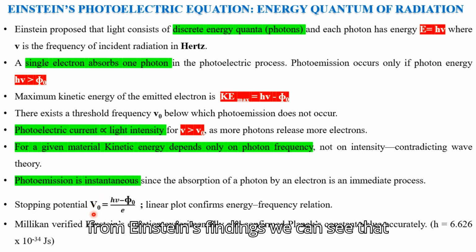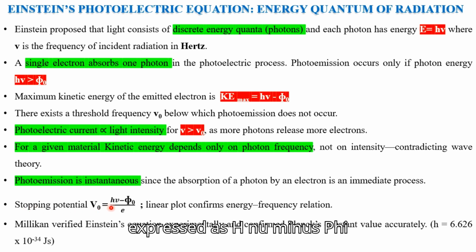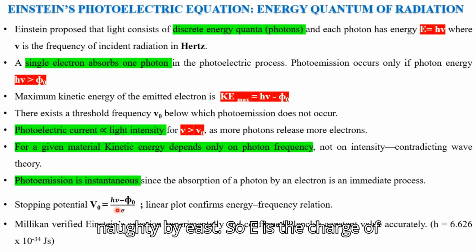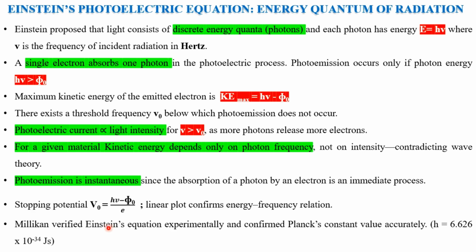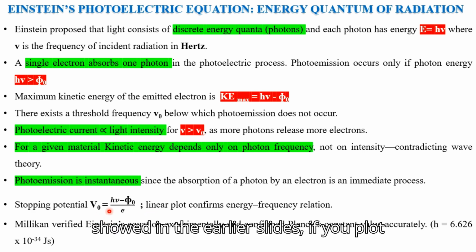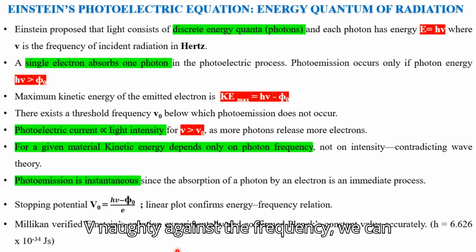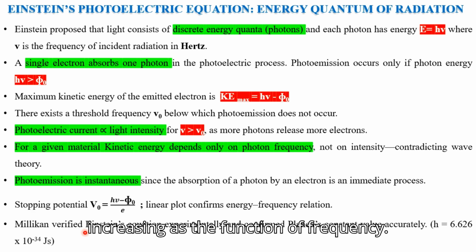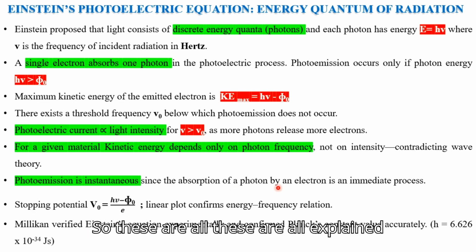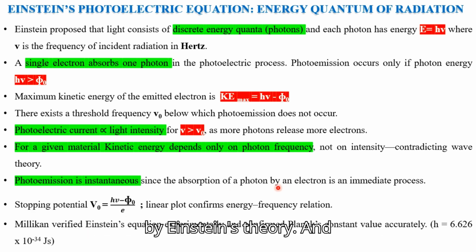And also from Einstein's findings, we can see that the stopping potential V naught can be expressed as (h nu minus phi naught) by e. So e is the charge of the electron, phi naught is the work function, and nu is the frequency. If we plot V naught against the frequency, as I showed in the earlier slides, we can see that the stopping potential is increasing as a function of frequency. So these are all explained by Einstein's theory.